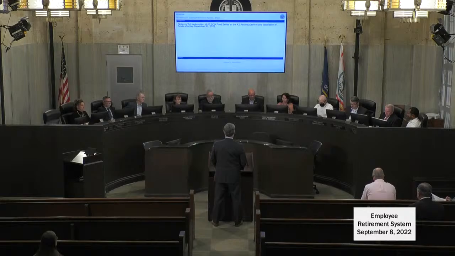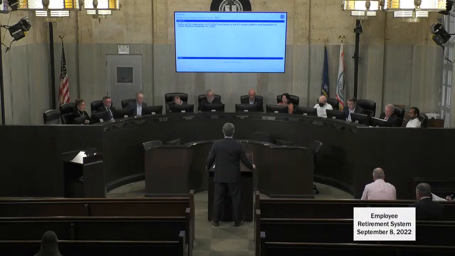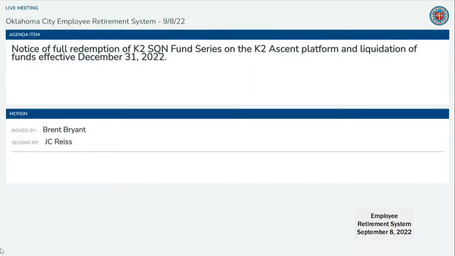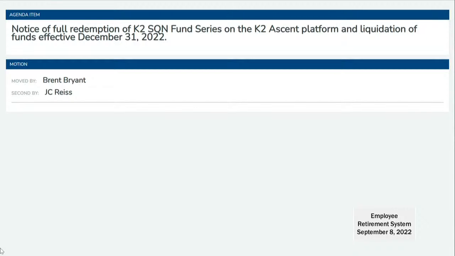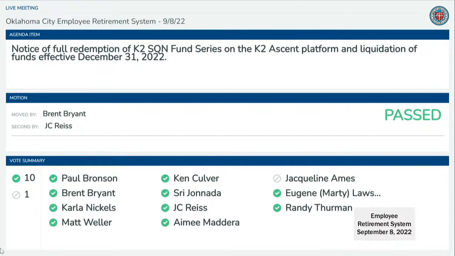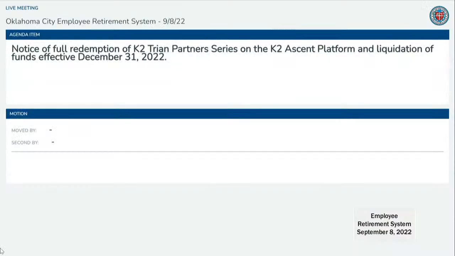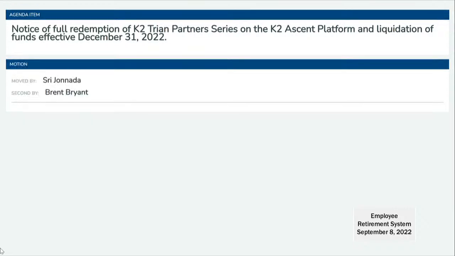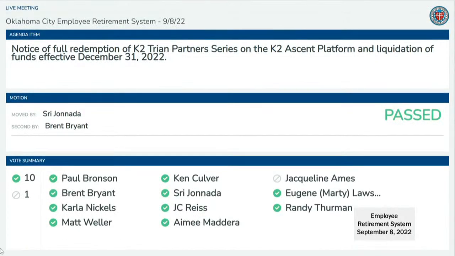Okay, so item number 11A is notice of full redemption of K2 SQN Fund Series on the K2 Ascent platform and liquidation of funds effective 12/31/2022. Have a motion and a second. Please record your vote. Item is approved. Item 11B is notice of full redemption of K2 Tryon Partners Series on the K2 Ascent platform and liquidation effective 12/31/2022. Have a motion and a second. Record your vote. Item is approved.